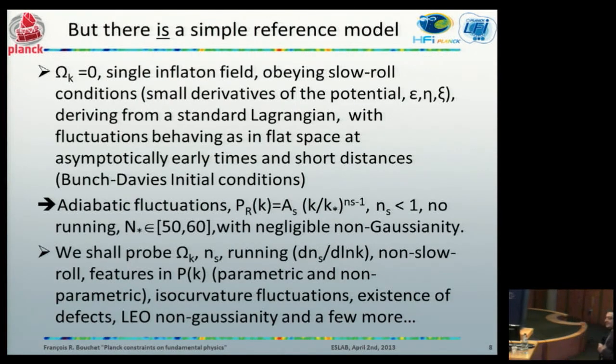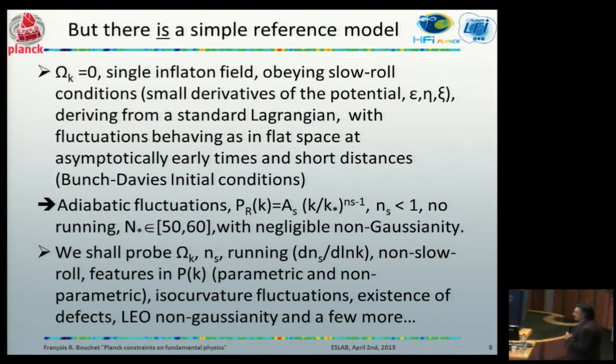Despite this jungle, there is a simple reference model, which was introduced very early on. It is essentially a spatially flat universe with a single inflaton field obeying slow-roll conditions, which is essentially that the potential has small derivatives; that it obeys standard physics, with no funny kinetic terms or higher order terms; and that the initial conditions at very early times behave as in flat space.